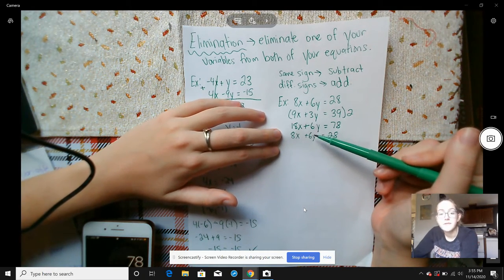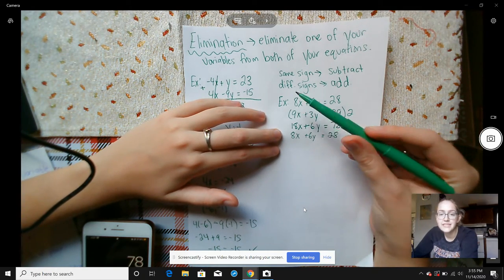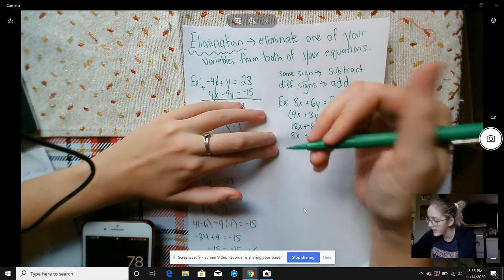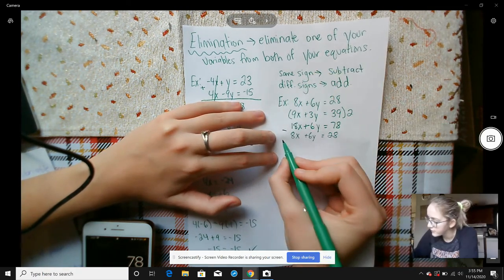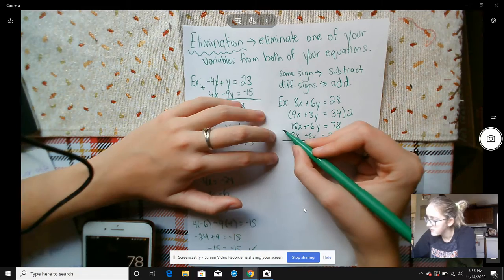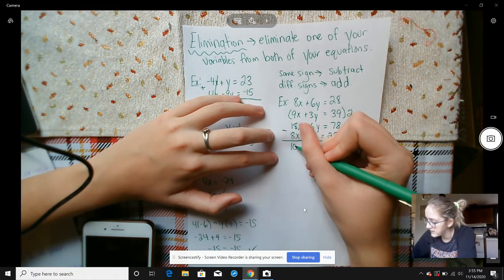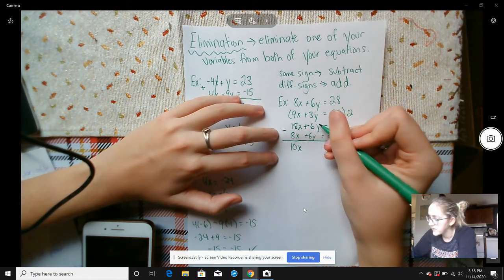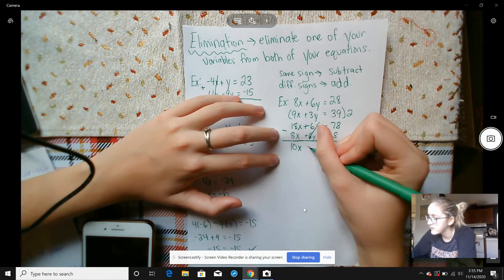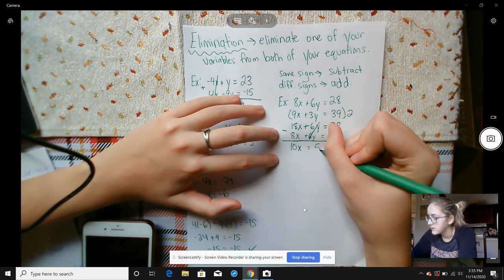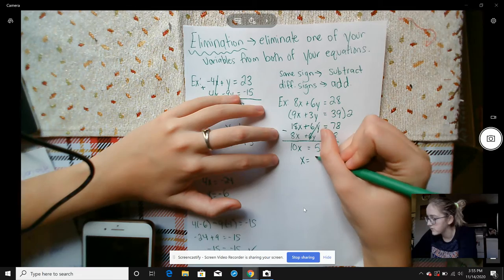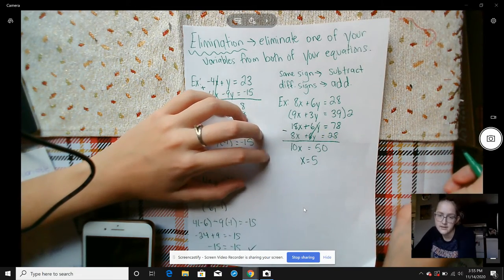My y's have the same value in front of them, but they're both positive. So same sign, subtract. Going to be subtracting for this one. 18x minus 8x is going to give me 10x. 6y minus 6y, that's going to cancel out my y's. 78 minus 28 is going to give me 50. So x is going to equal 5 after you divide that 10.